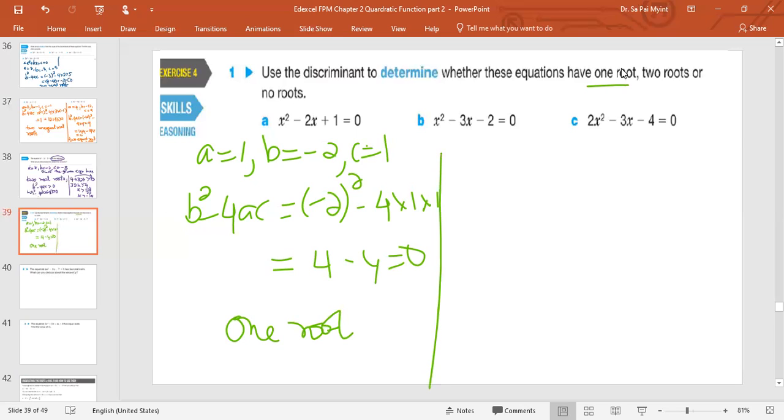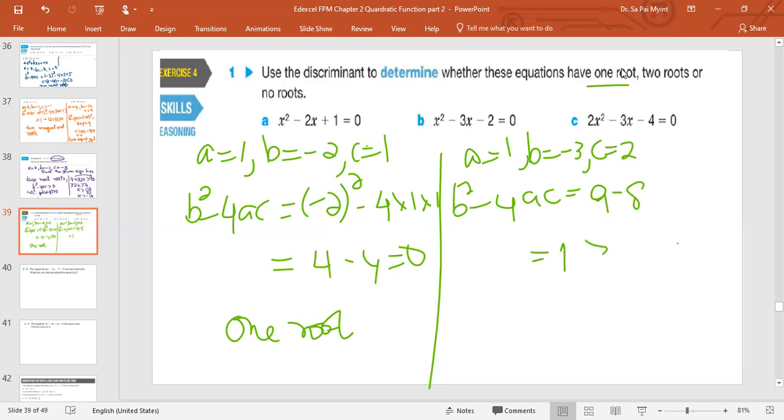Okay, next one. What do you get? a equal to 1, b equal to minus 3, c equal to 2. b square minus 4ac equal to, what do you get? 9. Minus 3, the whole square is 9, minus 4ac, 4 into 2 is 8. What do you get? Equal to 1, greater than 0. So there are two real roots.